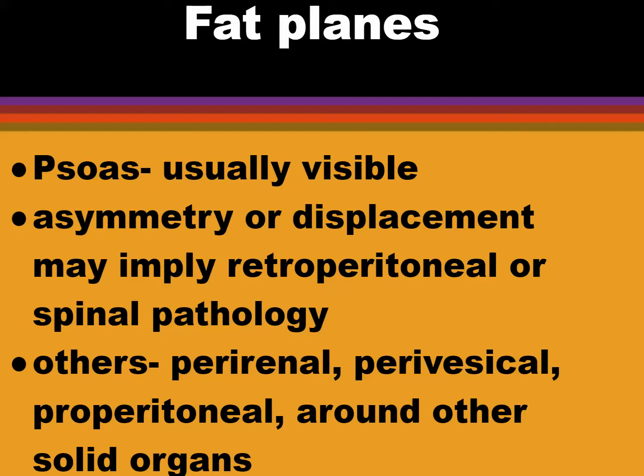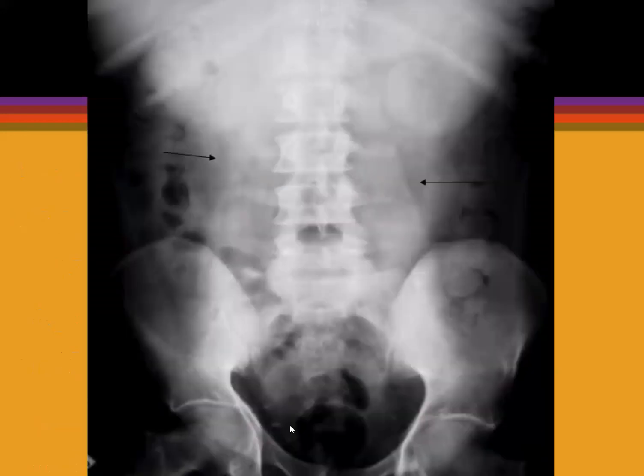You get other areas of fat, perirenal, perivesical, properitoneal, around other solid organs, lots of fat planes, but the psoas is normally the one we look for. The other ones often can't be seen. Here's a beautiful example of the psoas shadows, so you can see on the right and the left how the retroperitoneal fat makes the psoas shadows much more conspicuous.